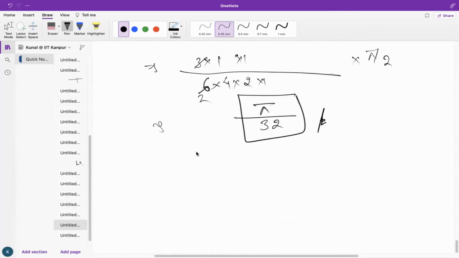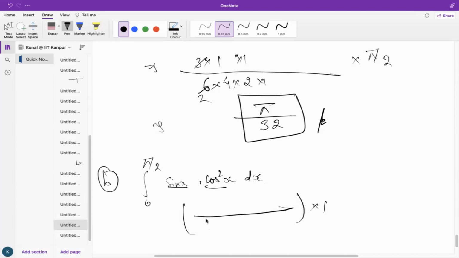Let us take another example. Integrating from 0 to pi by 2, sin x cos square x dx. Here one power is odd and one power is even, so we just multiply by 1. First add the powers, it will be 3, and take the independent power, it will be 1, and then subtract 2 here, so we get 1. So we will get 1 by 3, right? I hope you all understand this.